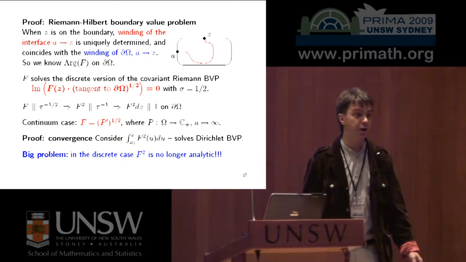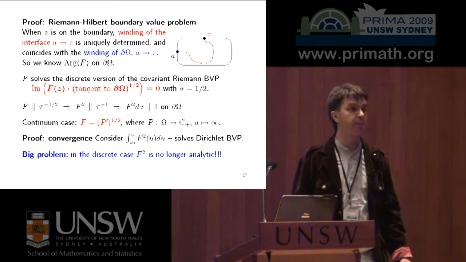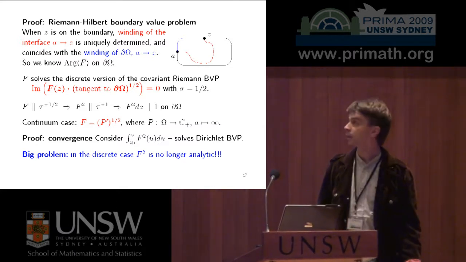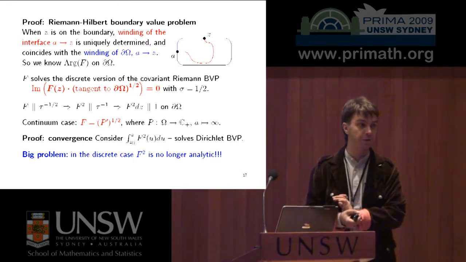So this is what's called the Riemann boundary value problem. If it's not homogeneous, if you put something on the right, it's called the Riemann-Hilbert boundary value problem. And now one has to do convergence. This is the most technically difficult part.